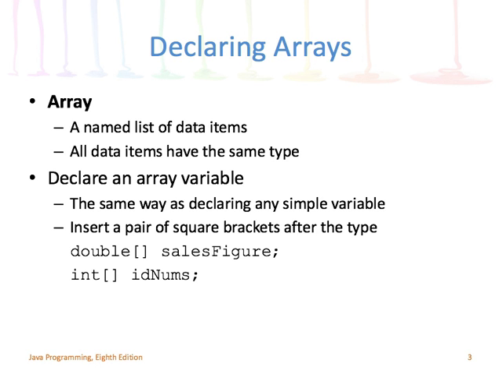Declaring an array. An array is basically a named list of data items. All data items have the same type. Declaring an array variable is the same way as declaring any simple variable: insert a pair of square brackets after the type. So for example here, we have double. Double we know is a data type. And we have the brackets and we have salesFigures. It just basically means that we're going to keep a value in those brackets later on. We'll talk about that. Int is an integer. It's another data type. And when declaring an array, we're saying it's idNumbers. So just remember that moving forward.